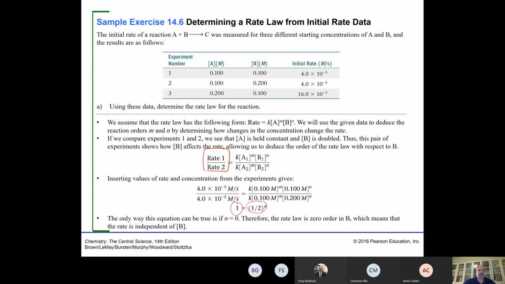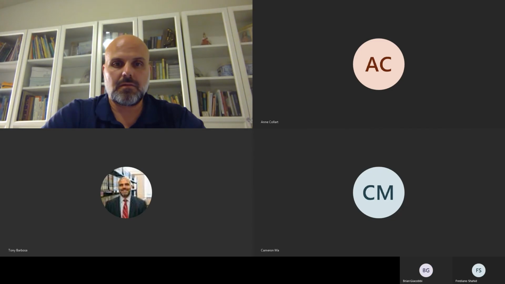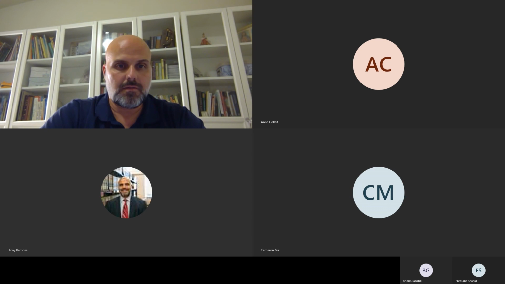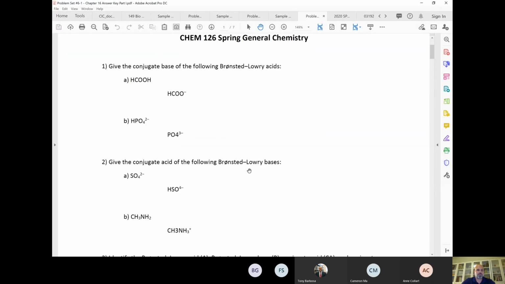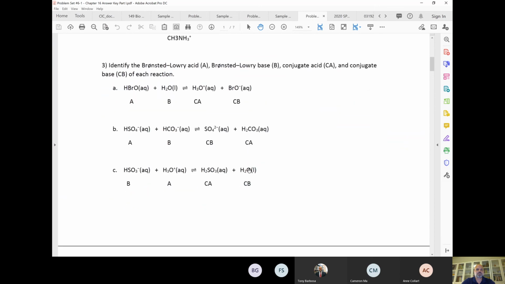Any more questions on this type of problem? All right, Cameron, number 3 on problem set 16. It is: identify the Bronsted-Lowry acid, Bronsted-Lowry base, conjugate acid, and conjugate base of each reaction.